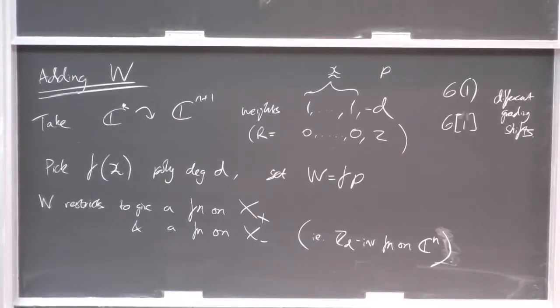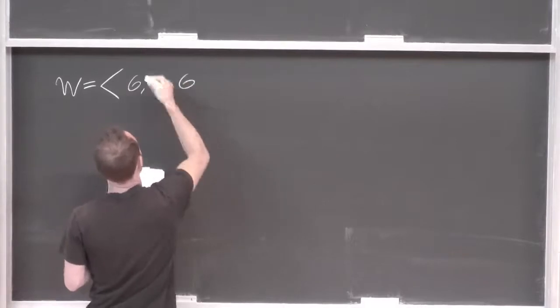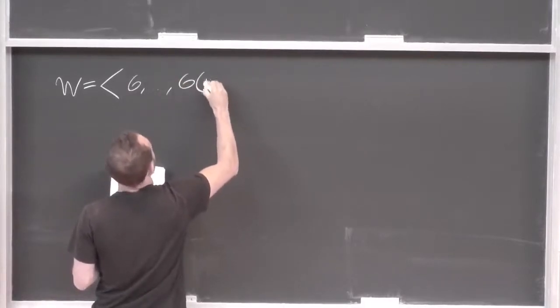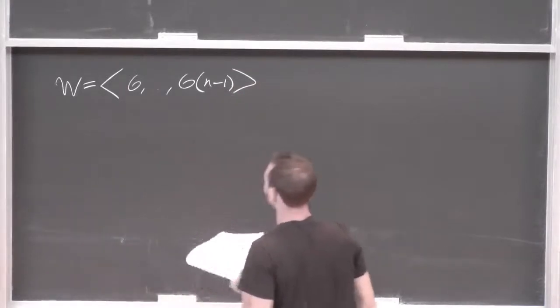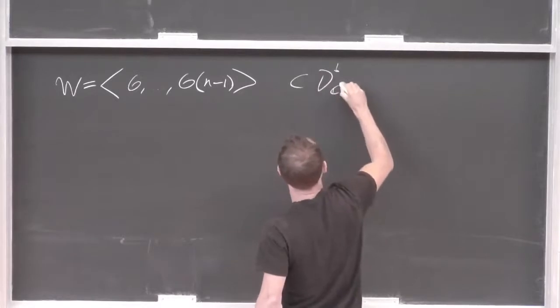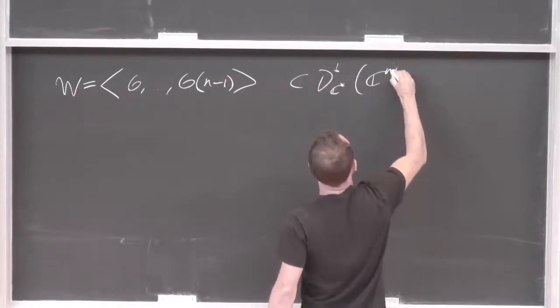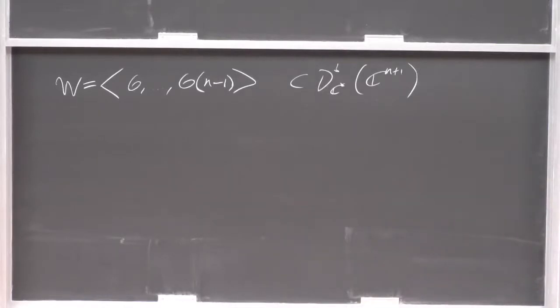Let's try and use windows to compare these two categories, okay? So, what did we want to do? Previously, we considered things which we called windows, which were subcategories generated by something like O up to O(n minus 1). Okay? And that makes sense sitting inside the equivariant derived category of C^(n+1), and that was the thing that's equivalent to the derived category of X plus. Right?